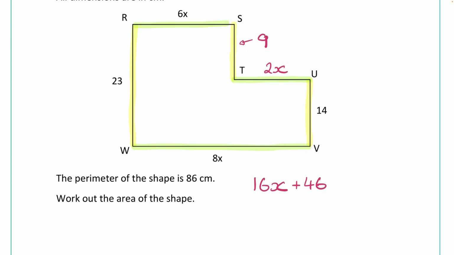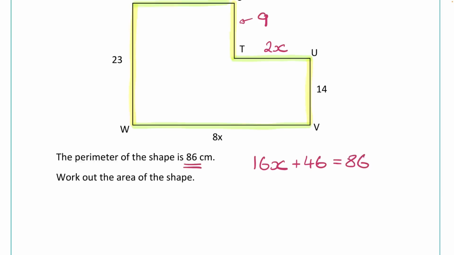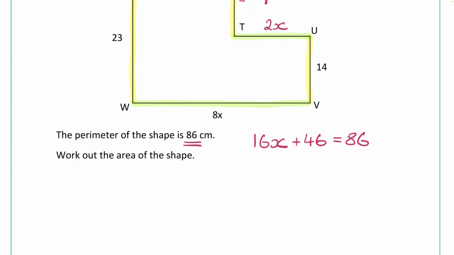But it tells us that the perimeter is equal to 86. So this expression is equal to 86. So we can use that to now actually figure out the value of x. We can do 86, subtract 46, which gives us a total of 40. So 16x is equal to 40. And we can divide that by 16 to find the value of 1x. So divide by 16 and we get x is equal to 2.5. So now we know the actual value of x, we can work out all of these side lengths.